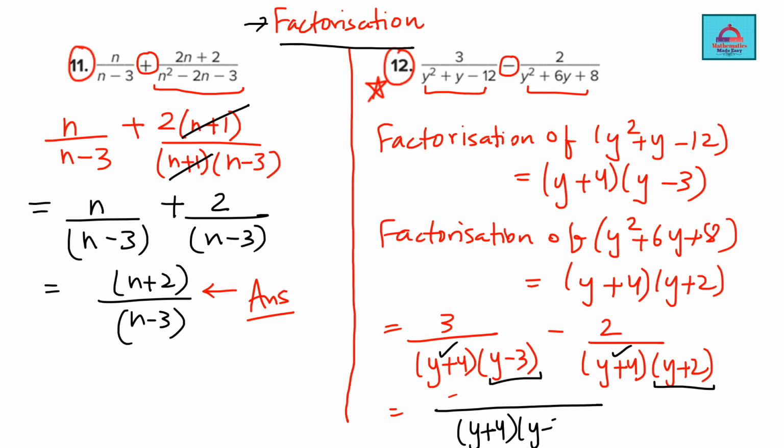Y minus 3 and y plus 2. So you multiply, this is the LCM. Okay, now for the numerator, 3 will be multiplied with what is missing.